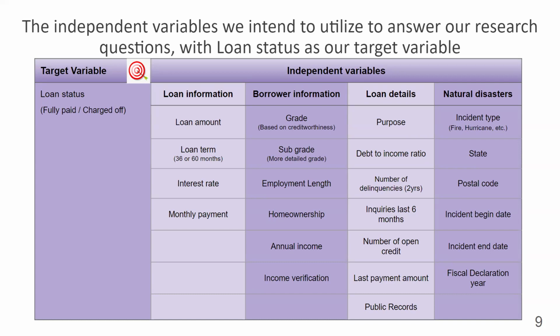Our independent variables that might impact the target variable are categorized under loan information, borrower information, loan details, and the variables from the natural disaster data set. We strongly believe that these variables will play a significant role in influencing loan status. We aim to uncover patterns and relationships that can contribute to answering our predictions. Yi will now discuss what the researchers Shirish and Poyan investigated and why we are interested in seeing if it applies to our data set too.